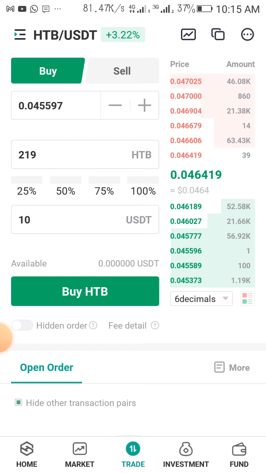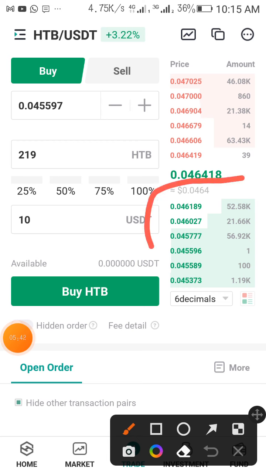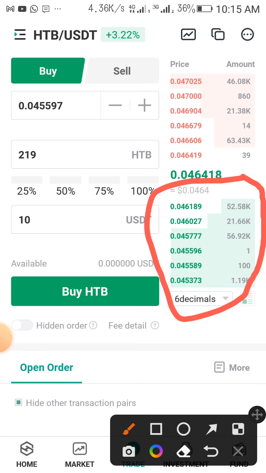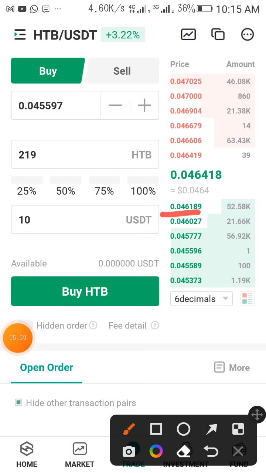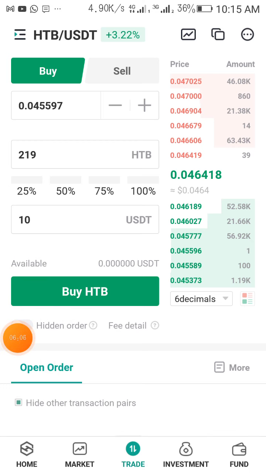So let's assume I want to buy $10 worth of Hotbit token. What I will do is look for a rate in this buying section that I like, that might execute faster. I'll first find the rate. As you can see, the first person here has a rate of 0.046189, and he wants to buy this quantity.